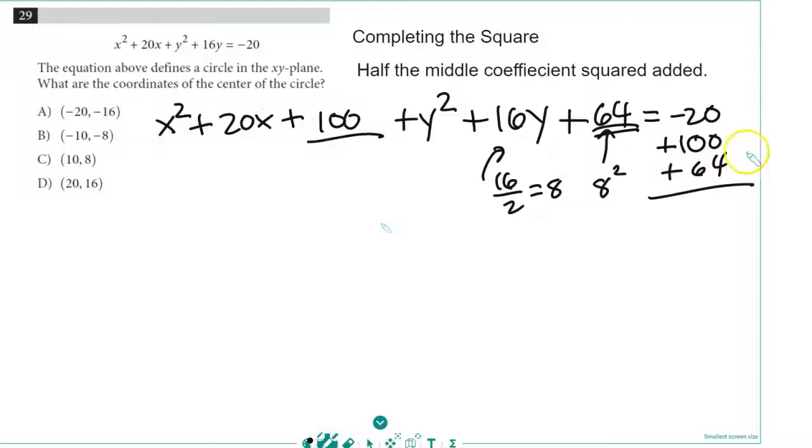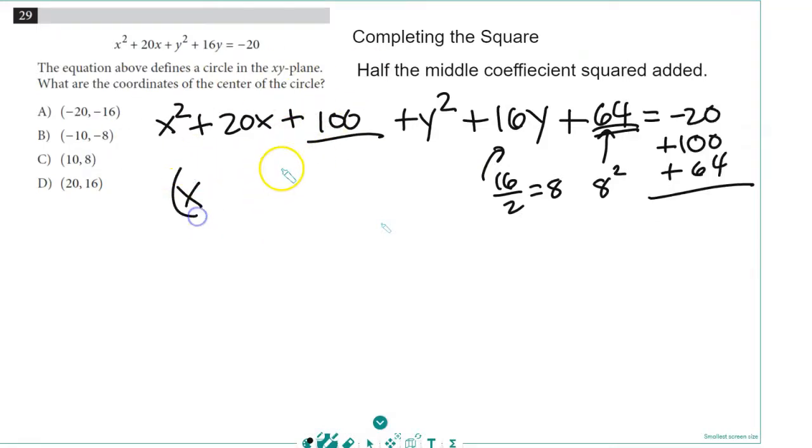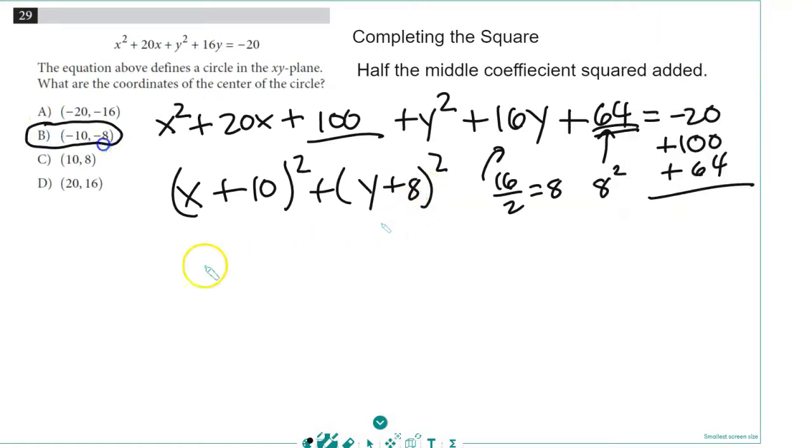Yes. Now, by the way, the right-hand side doesn't matter so much. We might as well just leave it, because what really matters is actually factoring on the left-hand side. So what should this factor to? Exactly. X plus 10 squared. What does this factor to? I'd say y plus 8 squared. But yes, I agree. So what's the center going to be? Negative 8. Good. All right, good job.